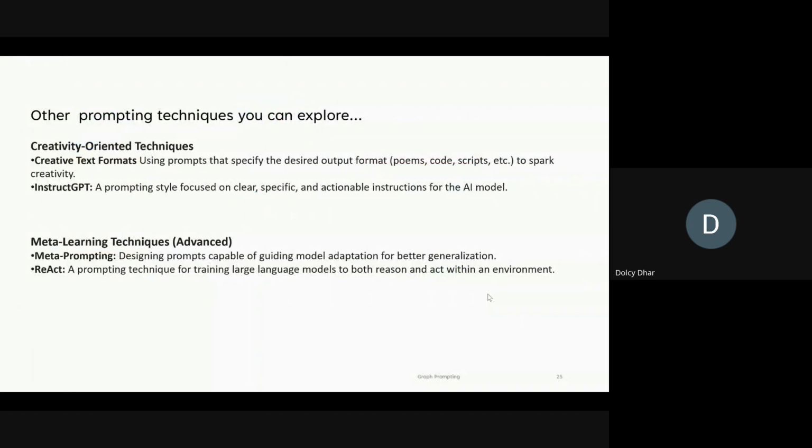And other prompting techniques that you can explore: creativity oriented, when you want to write poems, code, and style, you specify a style. And then meta prompting is basically guiding model adaptation for better generalization. So these are advanced techniques, and ReAct is reasoning and action. It's reason and act within an environment where you specify the context of the environment. But meta prompting is used in training the LLM models as well. So it's guiding the LLM to generalize on the data.